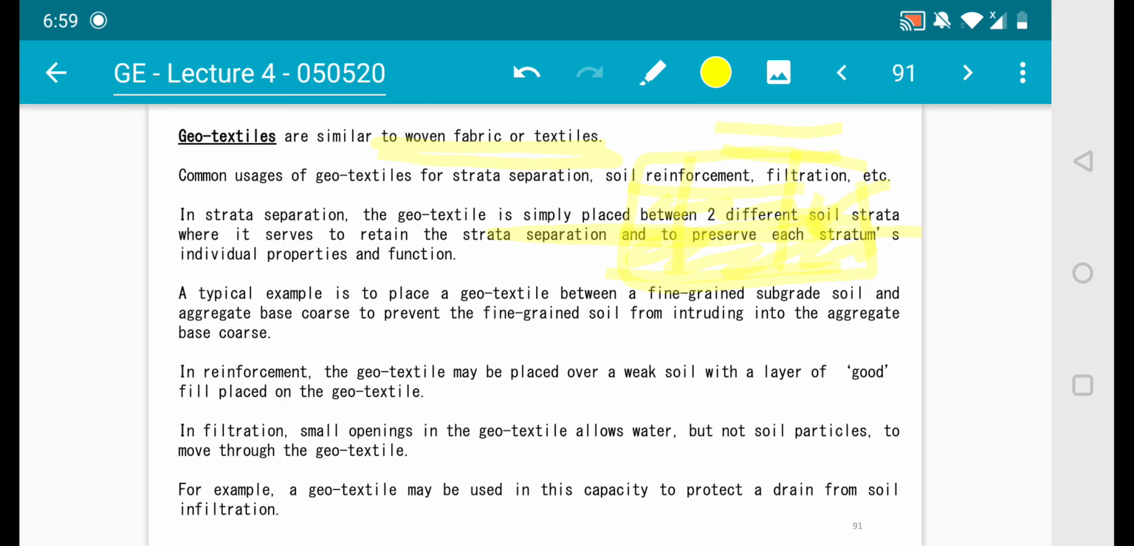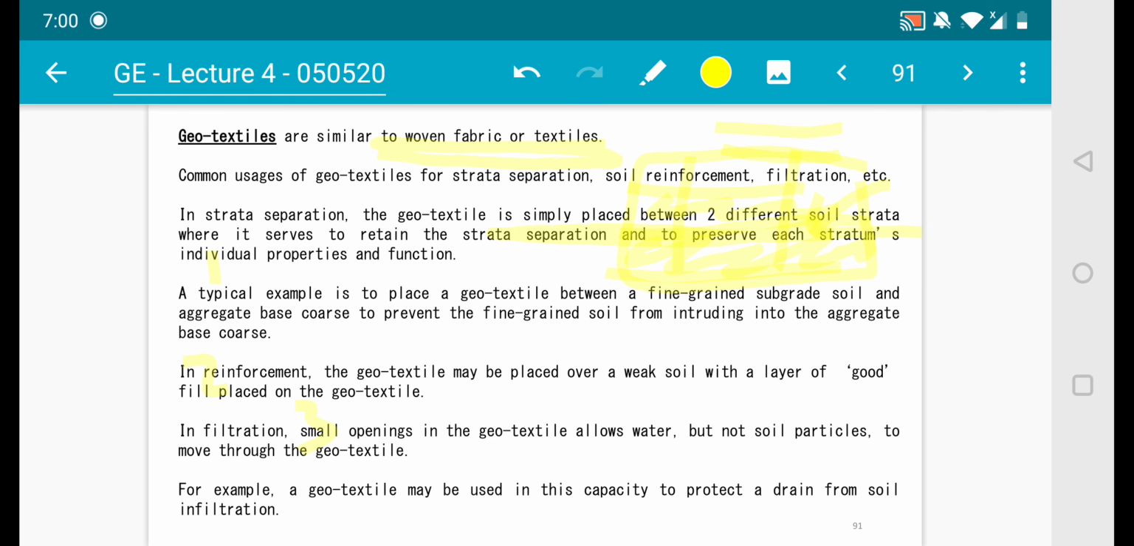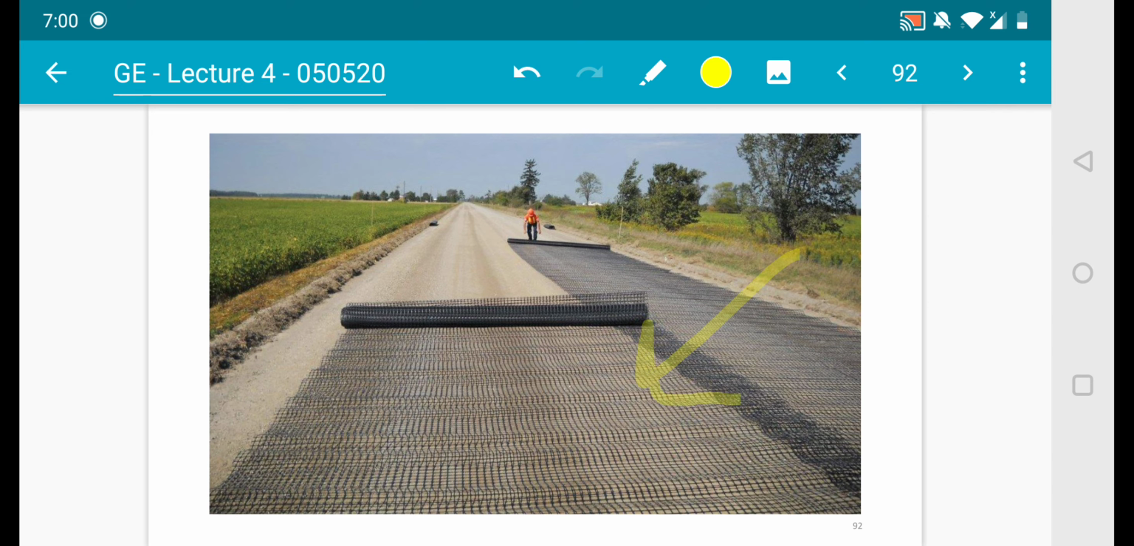In reinforcement, the geotextile may be placed over a weak soil with a layer of good fill placed on the geotextile. In filtration, small openings in the geotextile allow water, but not soil particles, to move through the geotextile. For example, a geotextile may be used in this capacity to protect a drain from soil infiltration. So this is a geotextile.